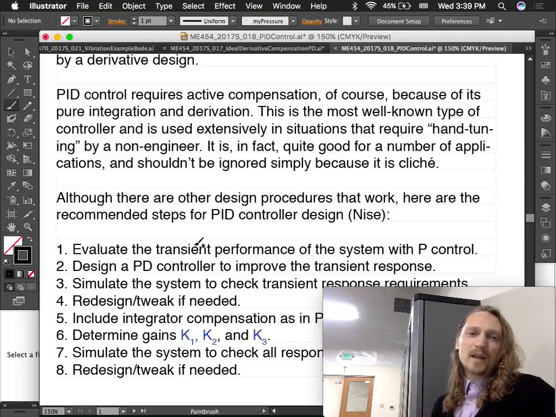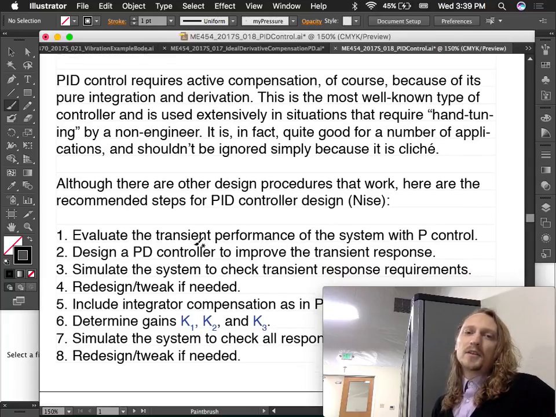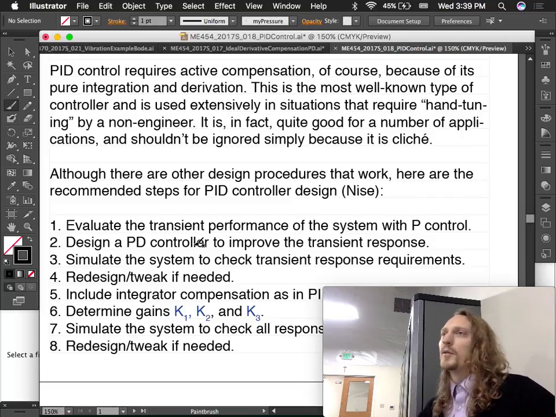So, here are the recommended steps. Step one, evaluate the transient performance of the system with proportional control.